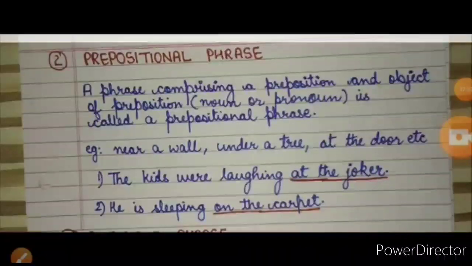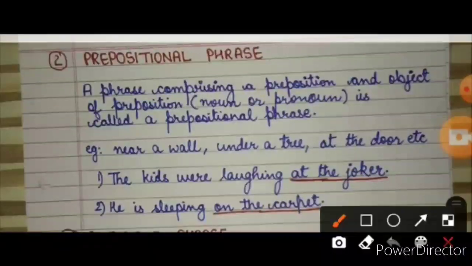Okay, now comes the second thing, the prepositional phrase, and prepositional phrases are also used in adverb phrases as well. Prepositional phrases are very simple: a phrase comprising a preposition and an object of the preposition, for example a noun or pronoun, is known as a prepositional phrase. So either there will be a noun or a pronoun, and along with that there will be a preposition automatically. So you should understand from there. For example, near the wall: near is the preposition, wall is the noun; under the tree: under is the preposition, tree is the noun; at the door: at is the preposition, and door is the noun. So it shows that these are prepositional phrases.